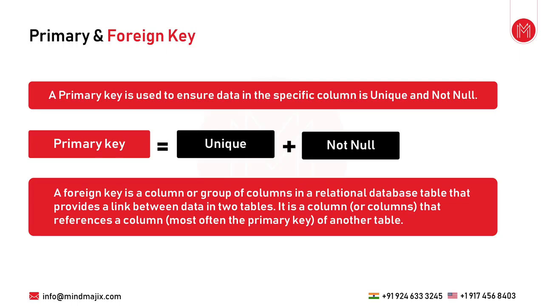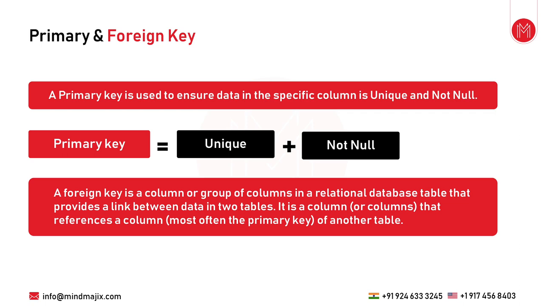constraints. First is a primary key, and the second is a foreign key. A primary key is used to ensure the data in a specific column doesn't hold a null value and is unique in nature. Whereas a foreign key is a column or a group of columns in a relational database that provides a link between the data in two tables. It's a column that references a column from another table.